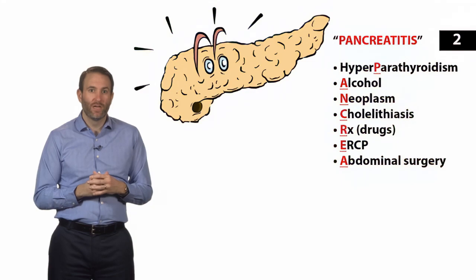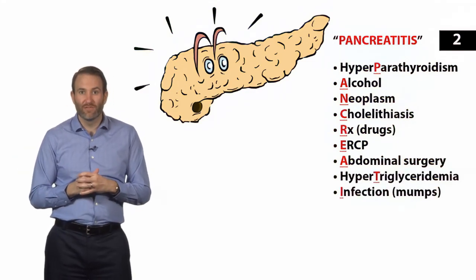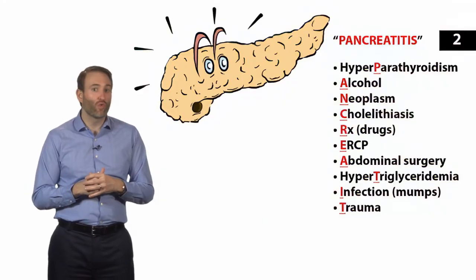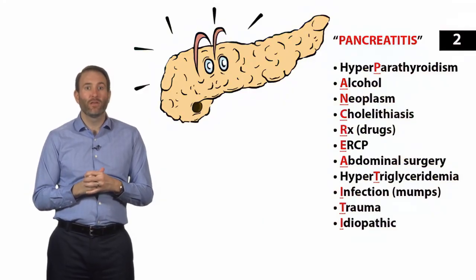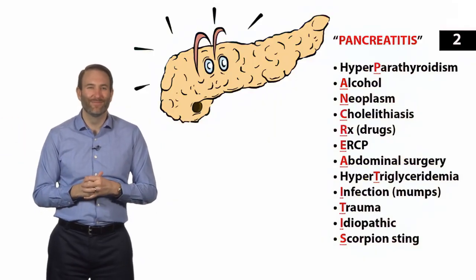Abdominal surgery. Hypertriglyceridemia is a T there. Infection, specifically mumps. Trauma. Idiopathic and then scorpion sting, the one that never really happens in real life, but we still like to test on it.